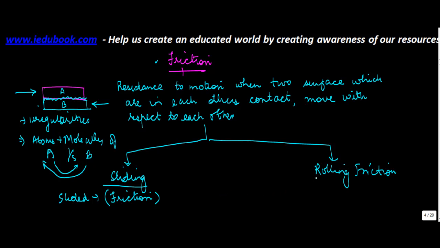And the friction which occurs when an object is rolled, let's say you slide a cylinder, and rolling is happening when you roll a ball. The friction that takes place at that point in time is known as rolling friction.